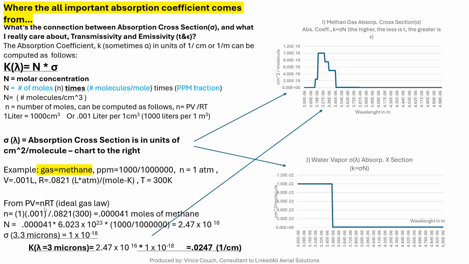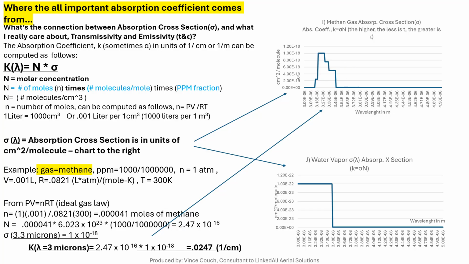Okay, so we're going to multiply that out. We get a very small amount of methane, in a very small volume of space. So now we can compute N, the number of moles. We've got this constant. We also have the ppm. So there's our N. This is coming from the database.